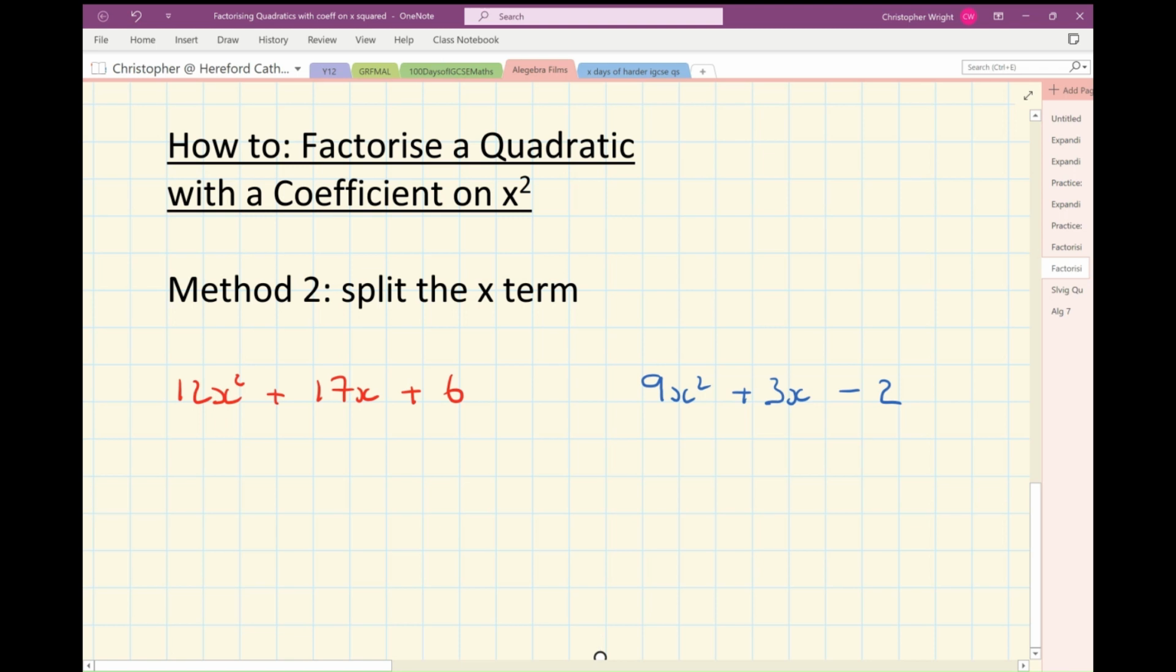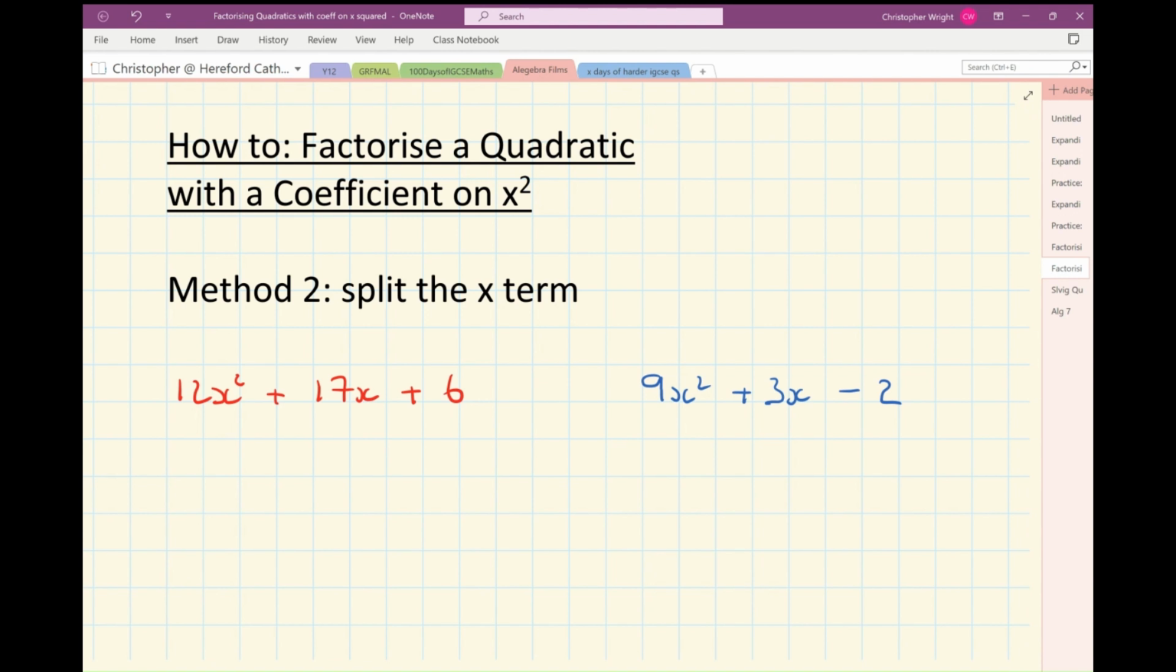Here, we're going to look at how to factorise a quadratic with a coefficient on the x squared, method 2. This is a method that always works. For example, if you look at this red question here, you wouldn't want to start doing this by trial and error, because there are so many possibilities to give you the 12x squared, and there are a few possibilities to give you the 6 as well, so you'd end up having to check a whole load of different possibilities. So I wouldn't want to do that by trial and error. I'd use this new method.